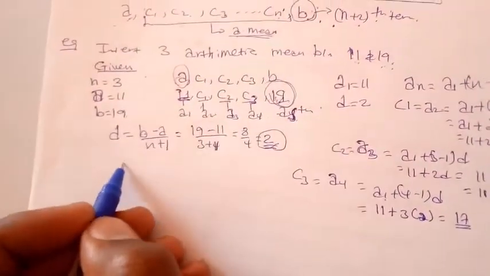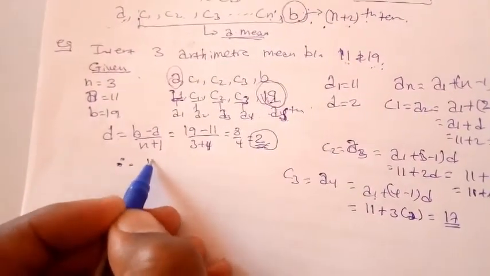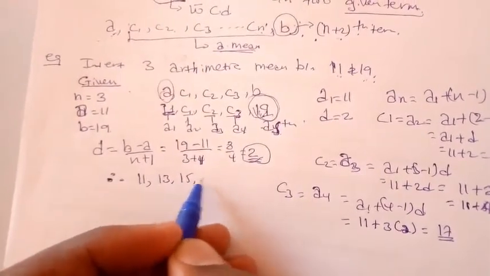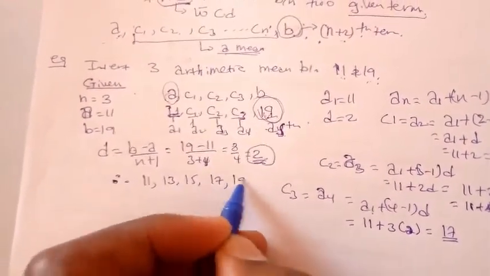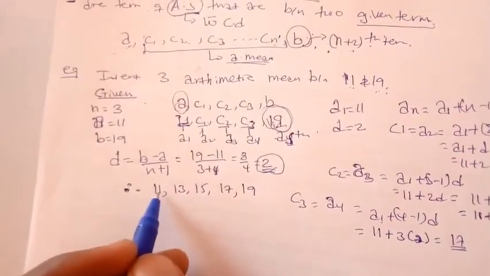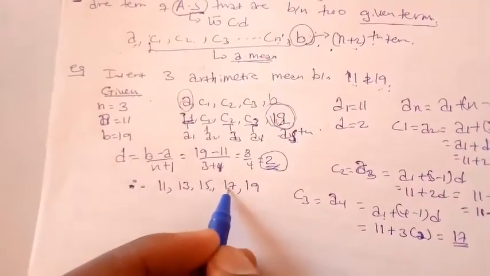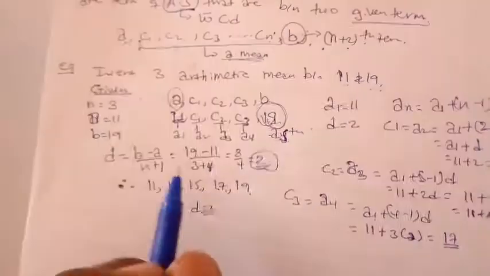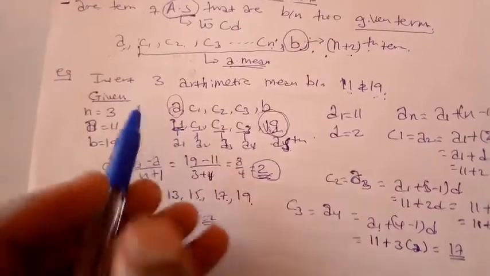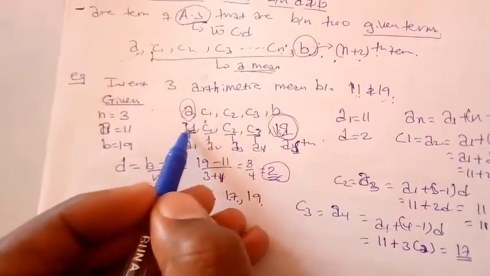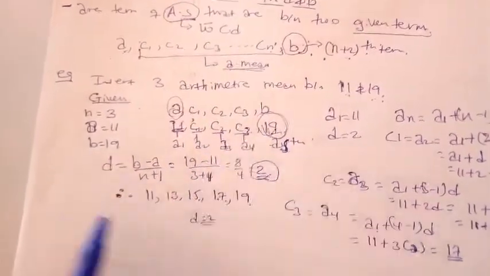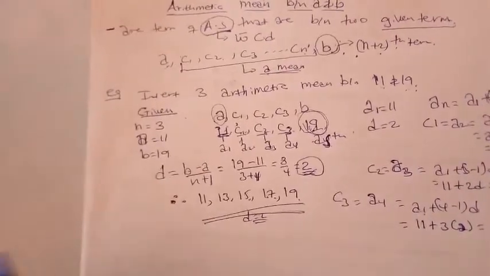So now when we write using the listing method, a1 is 11, then 13, then 15, then 17, and finally 19. Now the common difference between 11 and 13, 13 and 15, 15 and 17, and 17 and 19 is 2. d is equals to 2. So we can simply add 2 to the first term, that means 11 plus 2, 13, 13 plus 2, 15, 15 plus 2, 17, and 19. So this is said to be arithmetic mean between a and b.